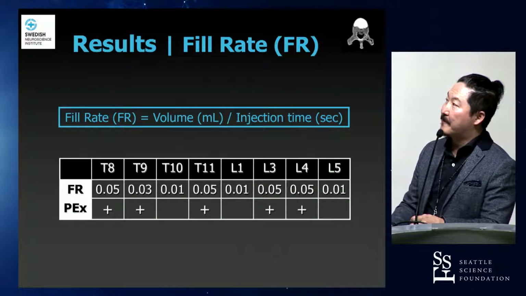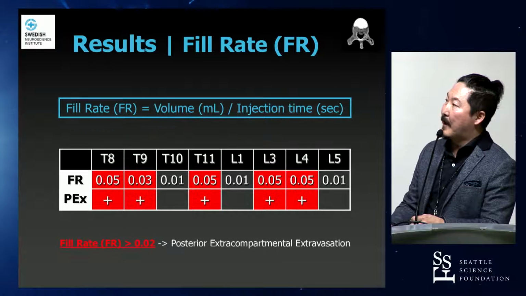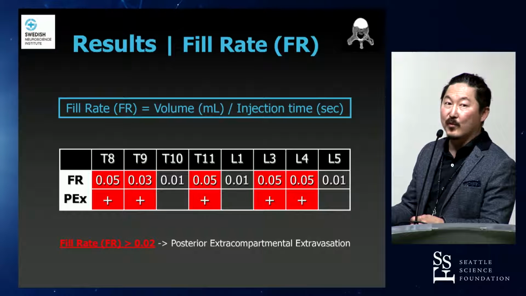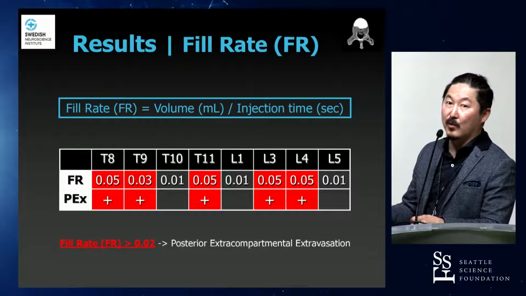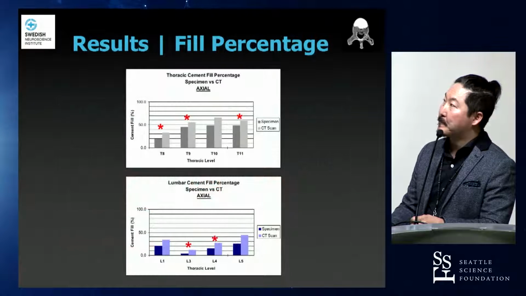So when we took a look at the fill rate, we saw a pattern that those that actually had posterior extravasation had a relatively higher filling rate, again, meaning a higher volume over a given period of time. So we saw that anything that was greater than 0.01 fill rate actually had posterior extravasation. So these are the samples that actually had the posterior extravasation.